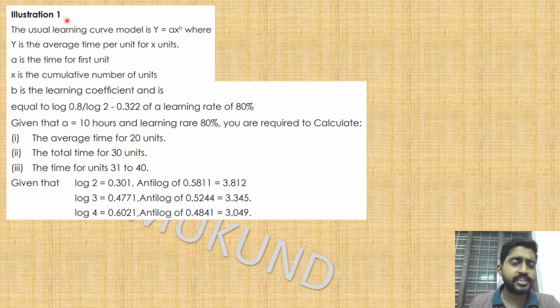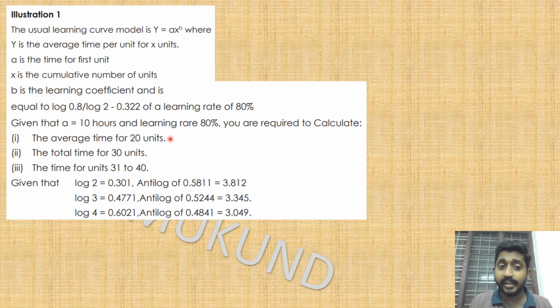So there is illustration number 1 using the learning curve y is equal to ax power b. We know what y, a, x, b are, and b also we know is 0.8, which means there is a learning rate of 80%. So what is the coefficient? It is 0.322. Okay. So a, the time taken for the first unit, is given as 10 hours, and the learning rate is 80%. What is the average time for 20 units?